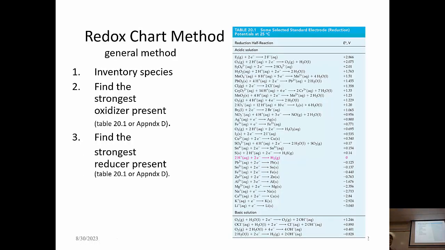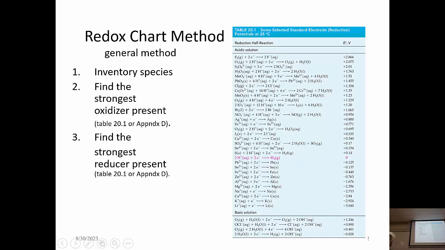So why do I call it the chart method? I call it the chart method because we're just going to use the chart. Do you see the other chart on the handout I gave you? This is the redox chart. And we use the redox chart in much the same way we use the acid-base chart. They're very comparable in use, and so the method is going to be very similar. In acid-base, we inventory. In redox, we inventory. In acid-base, we find the strongest acid and the strongest base. In redox, we find the strongest oxidizer and the strongest reducer.